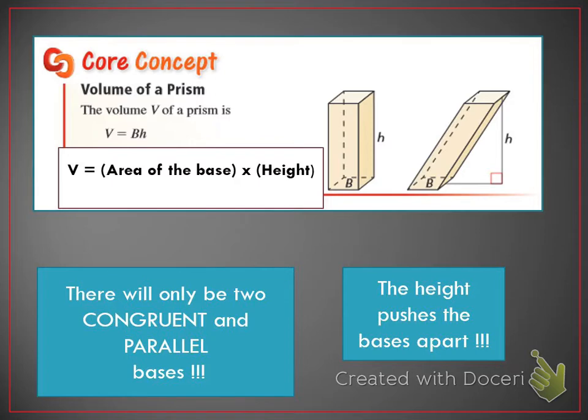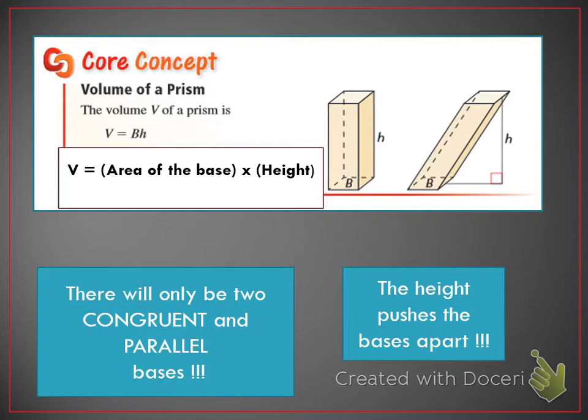So when you think of height, as you should, you think of height as up and down, right? A vertical. But sometimes they're going to give you the picture sideways. So the height of the prism is the height it pushes the bases apart. So we said this is a hexagonal prism, correct?